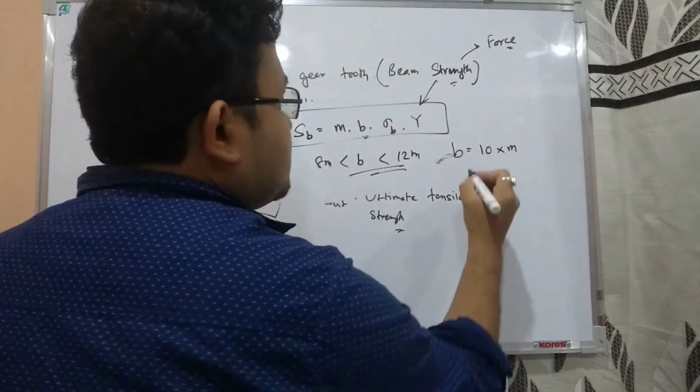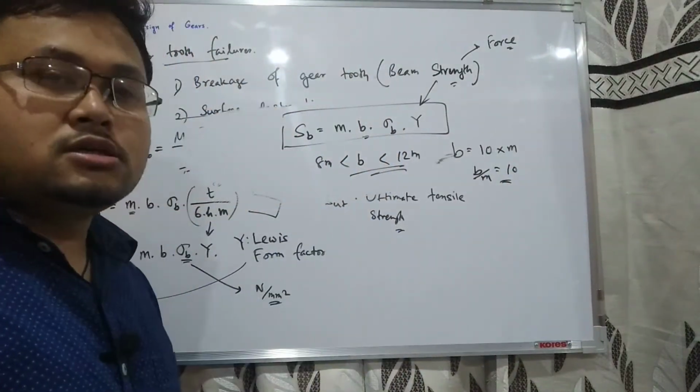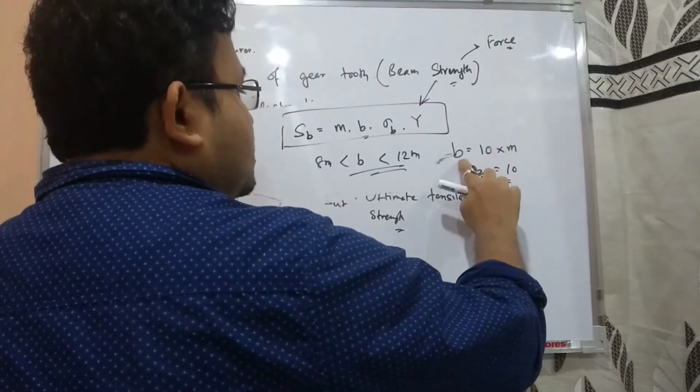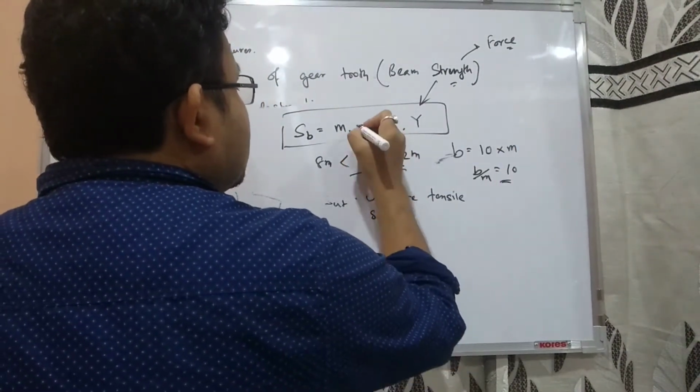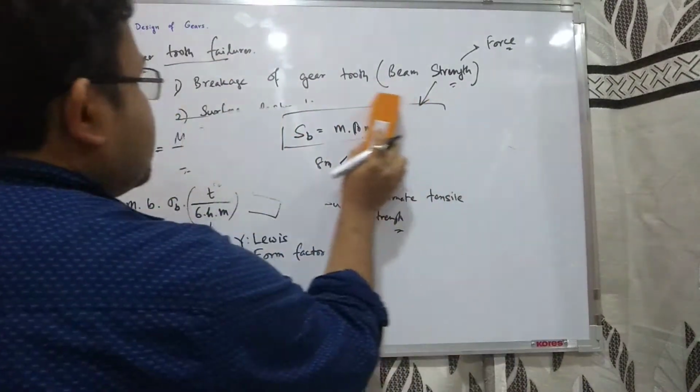That means B by M ratio will be 10. Normally this is given in the question, but if it is not given, you can assume B equal to 10 times module. That means if you put here 10 times module, this is 10 into M, something like this. So this is beam strength.